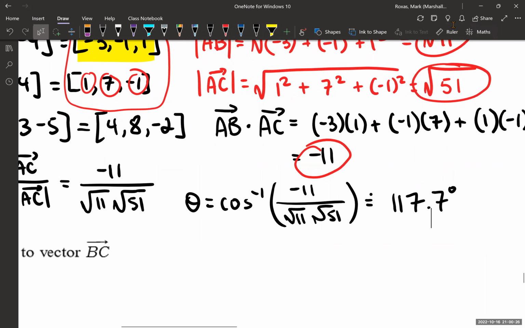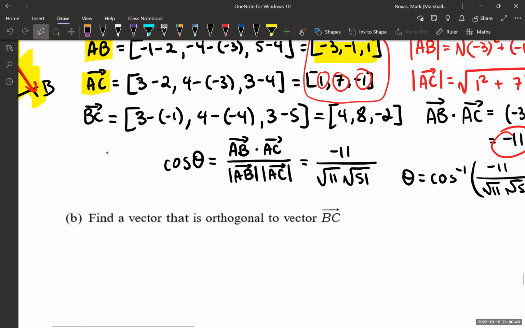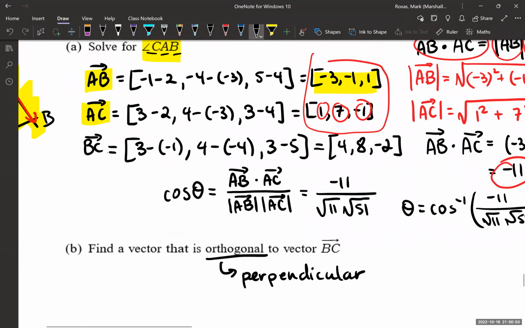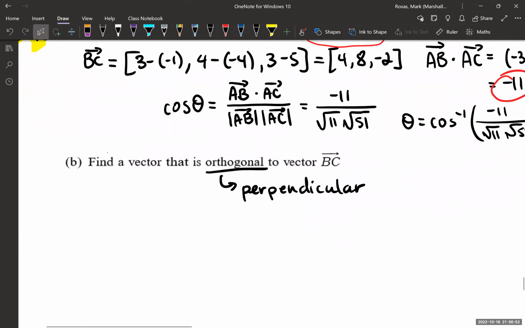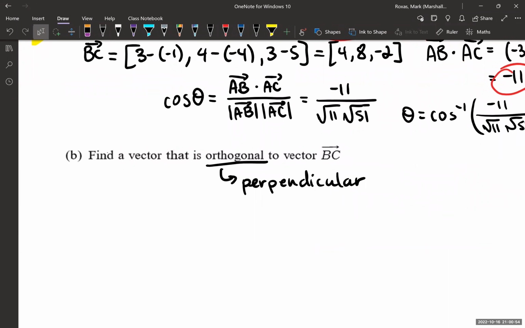Okay. Let's go to the last part of this question. Find a vector that is orthogonal to vector BC. Orthogonal is just another word for perpendicular, right? Acting at 90-degree angles to each other. So if I have vector BC, I need another vector that's perpendicular, right? And so the dot product helps us with that.